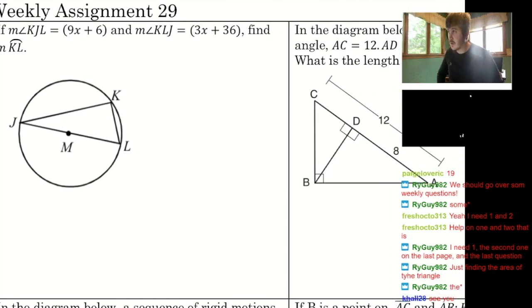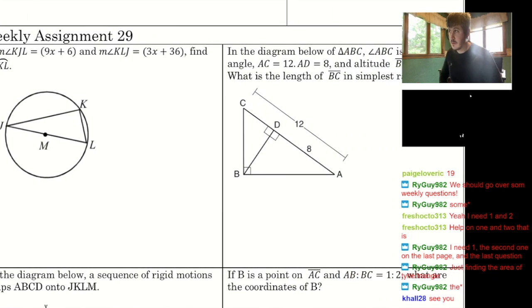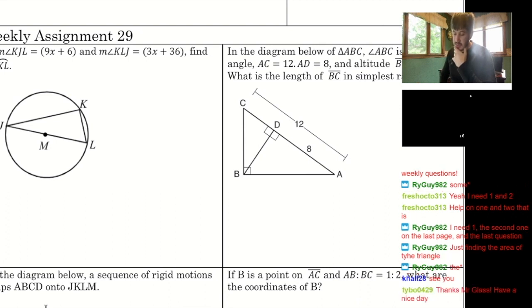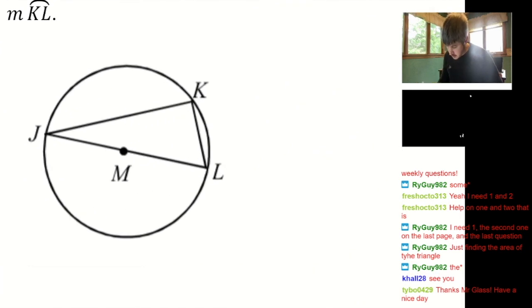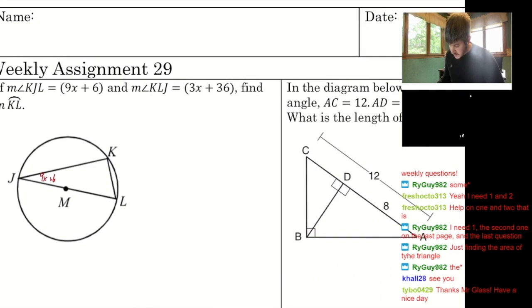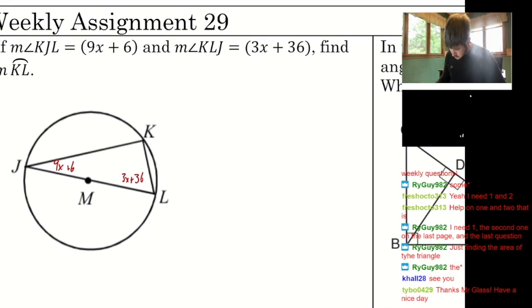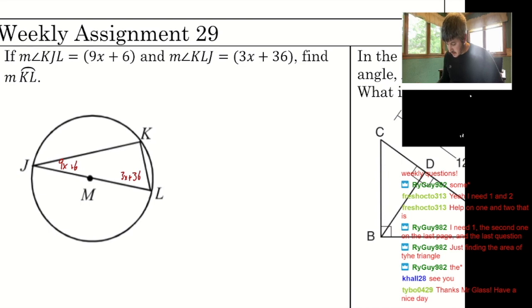I got a few people saying number 1, which is a good one because it's a circle one, and that's the unit we're doing. See you later, Kieran. The measure of angle KJL is equal to 9x plus 6. So where's J, or KJL? That's this angle in here. And the measure of KLJ is 3x plus 36. Find arc KL.